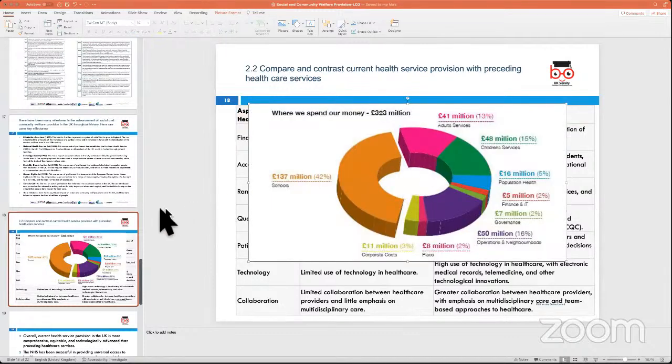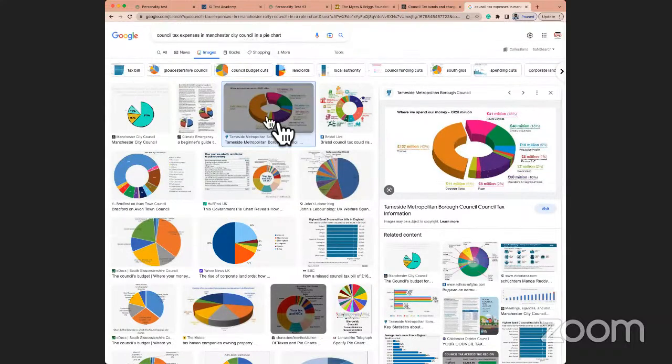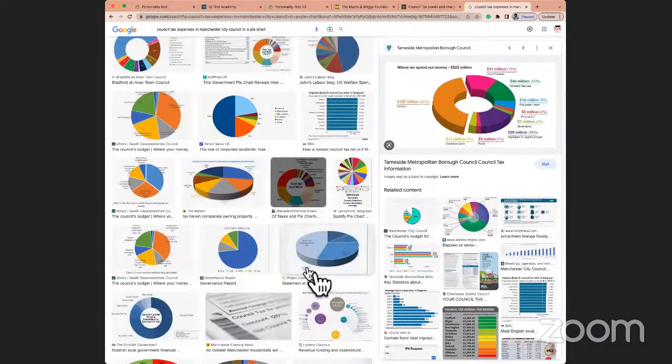So for example, this is the council tax bill for Tameside Council. You can actually do a search and find, if I show this to you now on Google. So what I did was I searched council tax expenses in Manchester City Council as a pie chart. If you do a quick search of this, you'll be able to find council tax bills and how the bill is actually broken down into various services for your area, right?